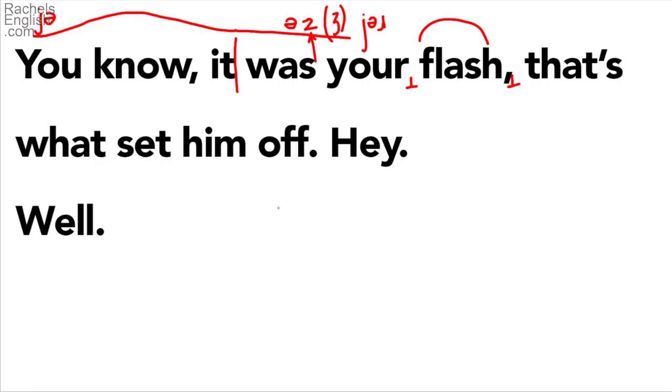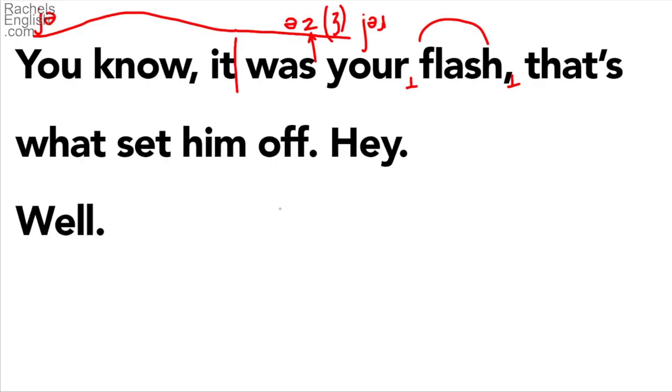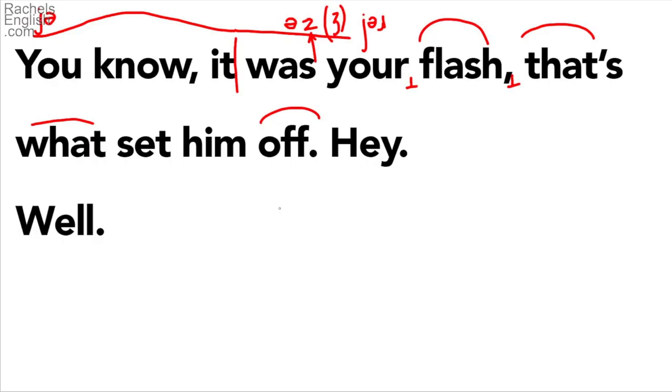That's what set him off. Okay, now in the rest of the thought here, the last thought group, what is our stressed word? That's what set him off. I would say our stressed words are that's and off. What has a little bit of length too, but that's and off are our most stressed, highest pitch, up-down shape. That's what set him off. What set him?